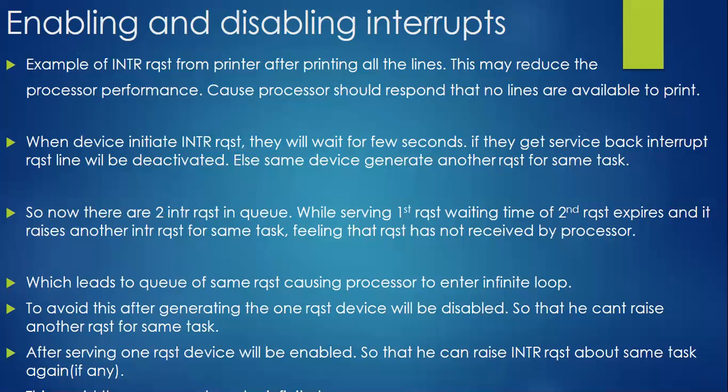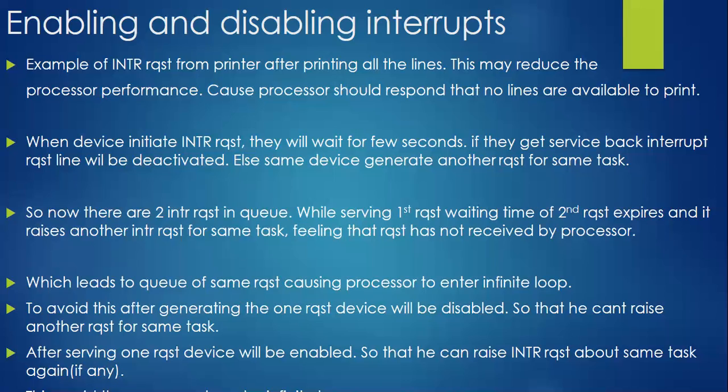While serving the first request, the waiting time of the second request expires. Is it or not? Because the waiting time of the interrupt request is a total of 5 seconds. Now, if the processor starts providing service for the first interrupt request of the device, then the second will be in a waiting loop, right? The waiting time of the second gets expired.